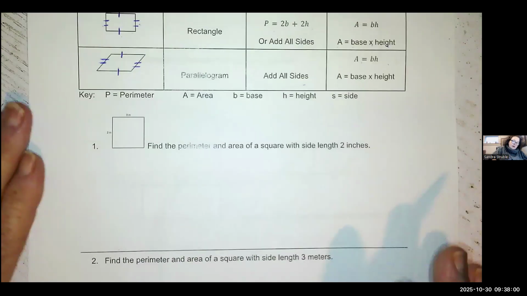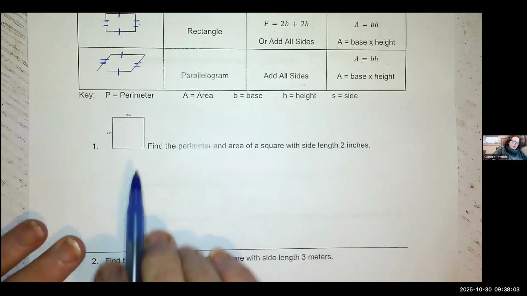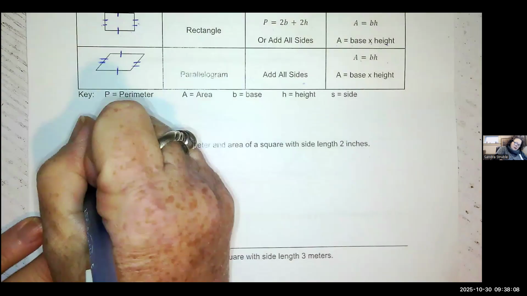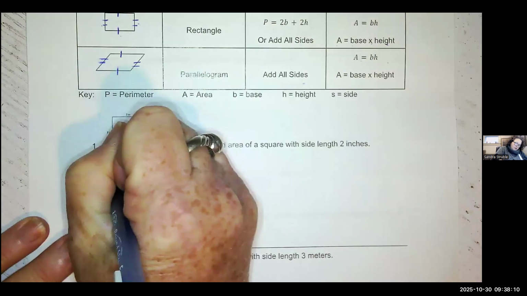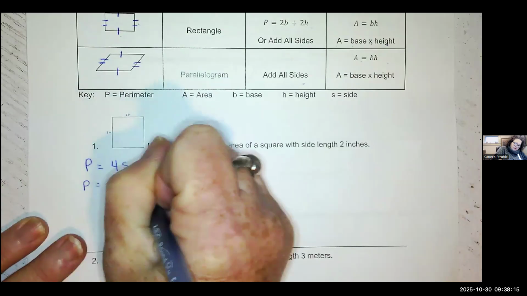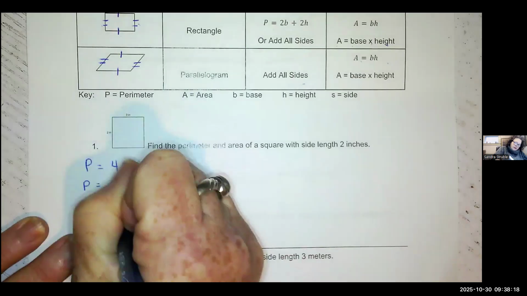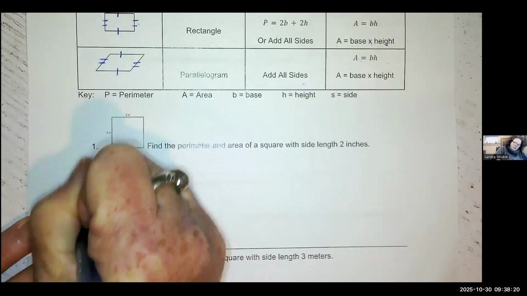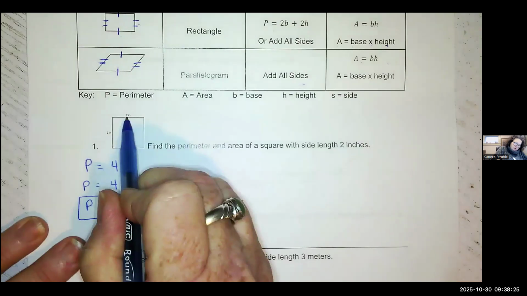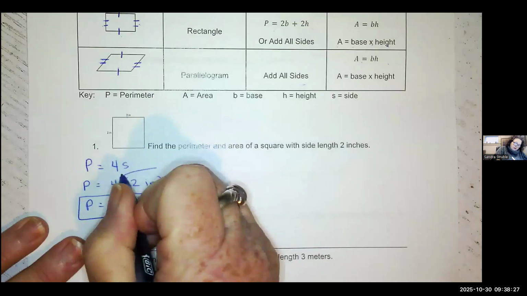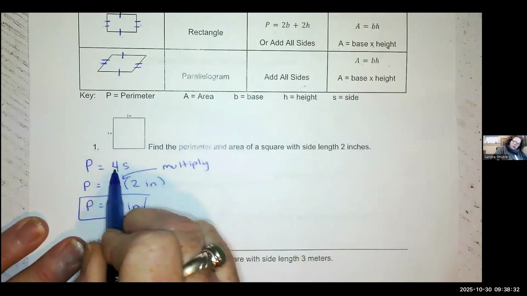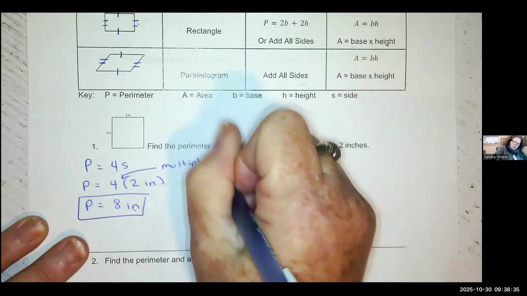It says find the perimeter and area of the square with a side length of 2 inches. Well, to find the perimeter, that's just 4 times the side. So 4 times 2 inches. The perimeter is 8 inches. Again, same unit as the original. All right. Once you get to this point right here, you have to multiply. When the number is right next to the letter, it means you're going to multiply them. Let's find the area. Area is side squared.